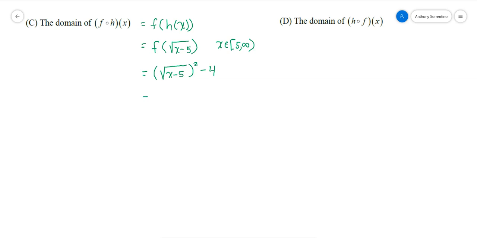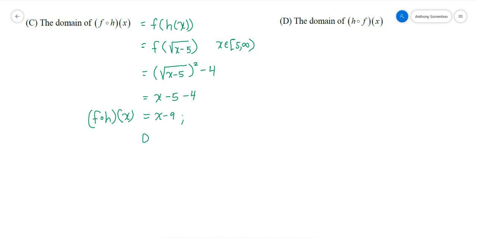If I work this out, squaring a square root is going to get rid of both. I'm going to cause a cancellation. And I end up with x minus 9. So f of h of x equals this function here. Now, if I was just presented with that function, I would say, well, there's no domain restriction. That's polynomial. You could subtract 9 from any number. But that's not the case.